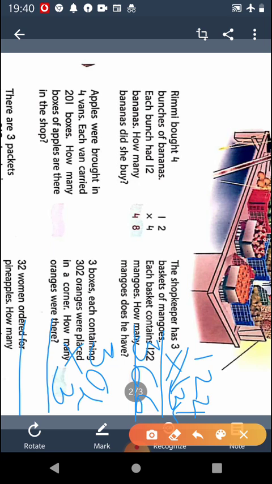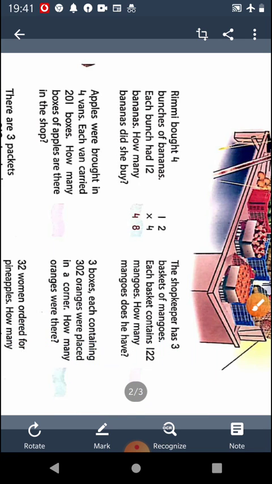So first we multiply the ones, that is 2 into 3. So 2 into 3 is 6. Then we multiply the tens, that is 0 into 3 is equal to 0. And then we multiply the hundreds, that is 3 into 3 is equal to 9. So how many oranges were there? There were 906 oranges. Okay.